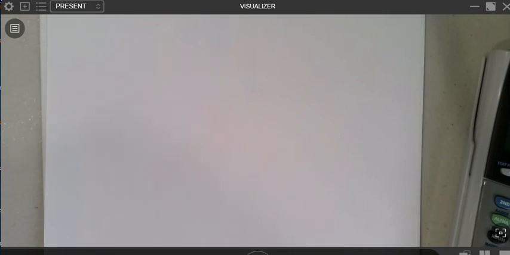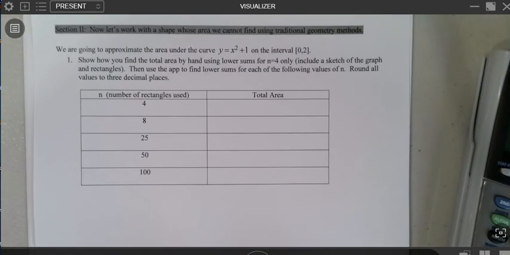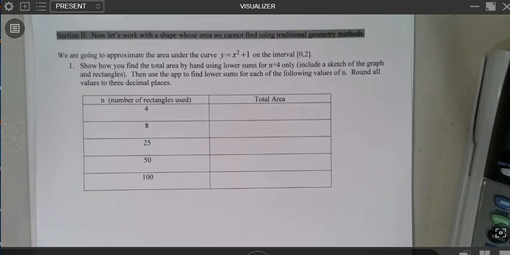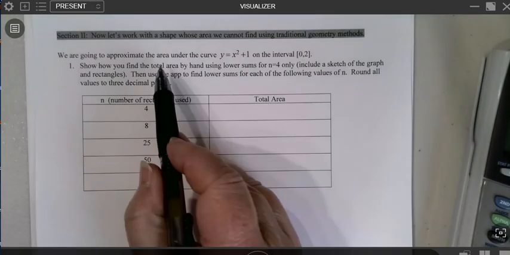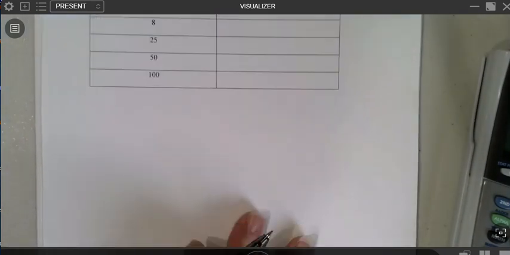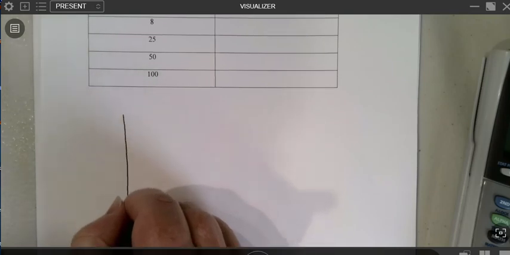All right, so in section 2, I am now going to ask us to use the same process to find an area that we would not have been able to find using just traditional geometry. We're going to be approximating the area under the curve y equals x squared plus 1 on the interval from 0 to 2. So let's just think about what that looks like for a moment.